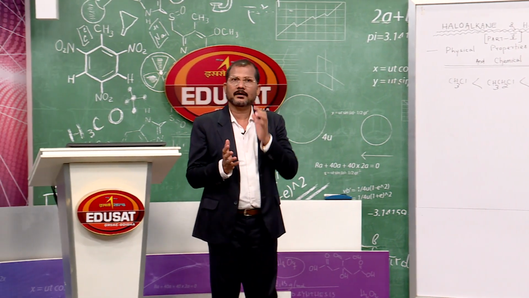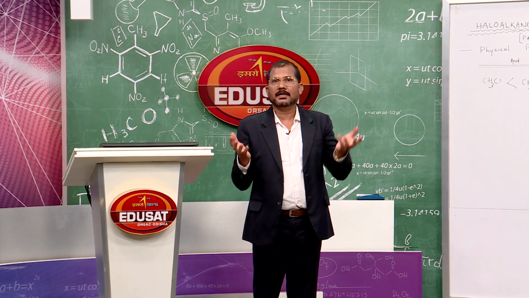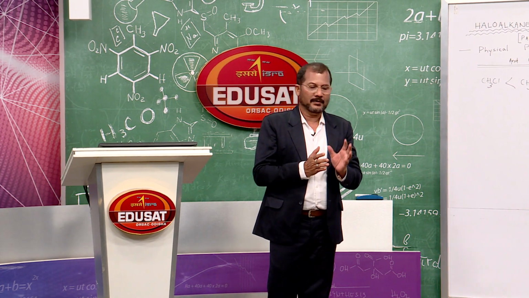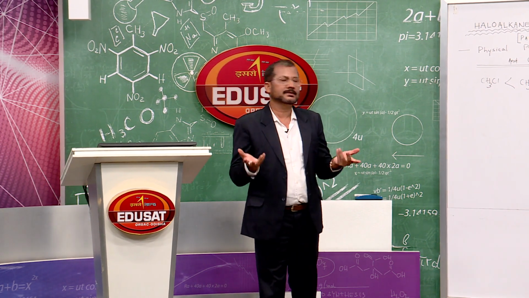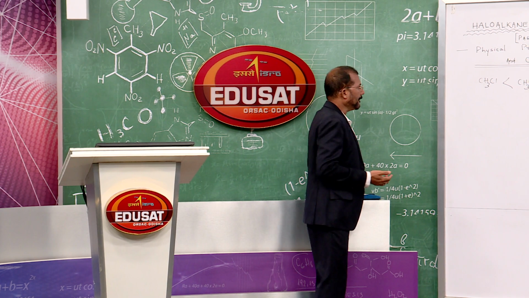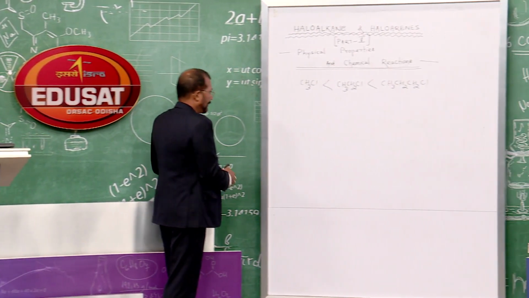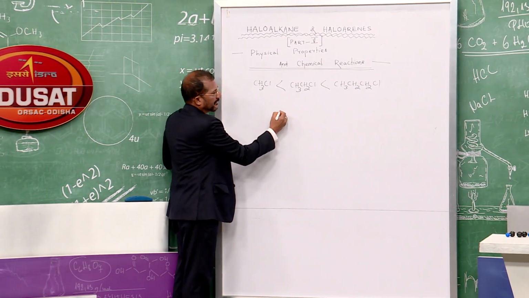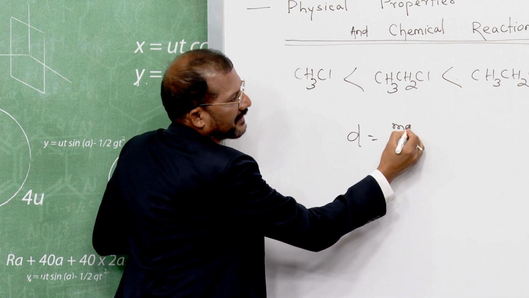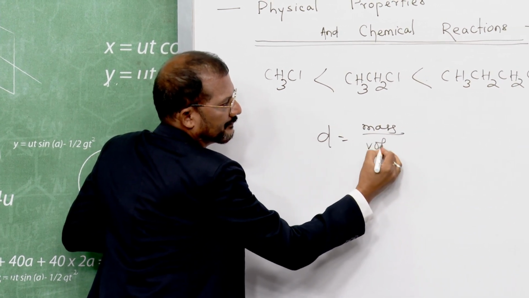मास बाई किसी का अगर मास के हिसाब से वॉल्यूम ज़्यादा हो तो डेंसिटी कम हो गया, मास के हिसाब से वॉल्यूम कम हो तो डेंसिटी इज मोर. डेंसिटी बाय क्वांटिटेटिवली डेंसिटी इज इक्वल टू mass by volume.